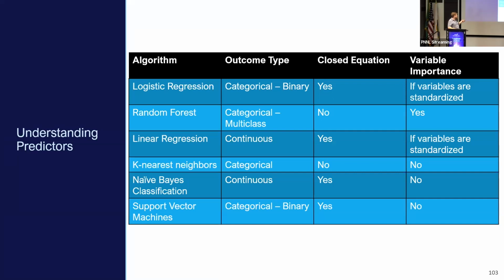Then we start to move into other algorithms, things like K nearest neighbors, which is a categorical one, but this is one where you need to know how many groups you're supposed to be looking for. You don't get a closed form equation and you don't get variable importance. And we get classifiers like naive Bayes classification, or you could do a single decision tree. That's another one where you've got continuous or categorical inputs in terms of a singular decision tree. You do get a closed form equation, but you don't get a variable importance. And it goes on and on.